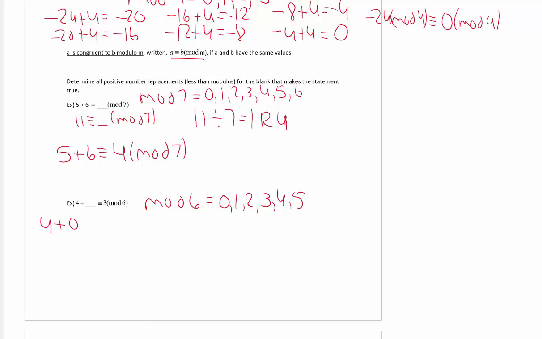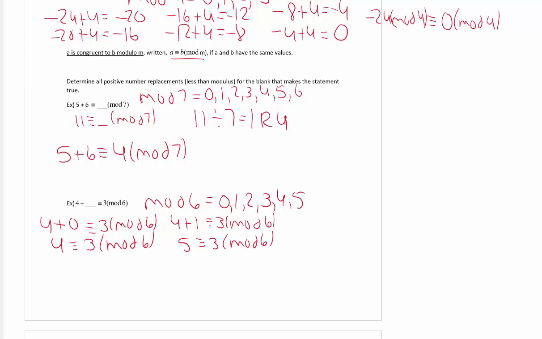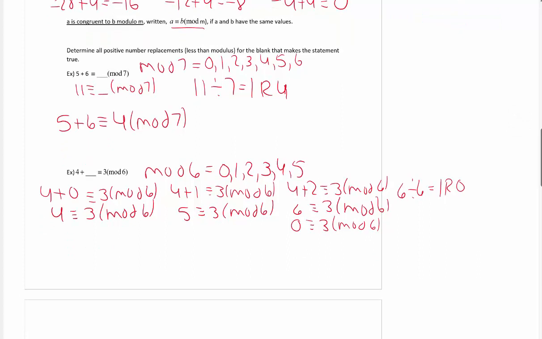4 plus 0 is 4, and that is not congruent because 4 does not equal 3. So let's go to 1. 4 plus 1 is 5, but 5 is not equal to 3, so that doesn't work. So we're going to go to 2. 4 plus 2. Now that's 6. Now the problem is 6 is not in mod 6. So I would take 6 divided by 6. That's 1 with a remainder of 0. So that's the same thing as 0 here. And that doesn't match. So now let's go to 3.